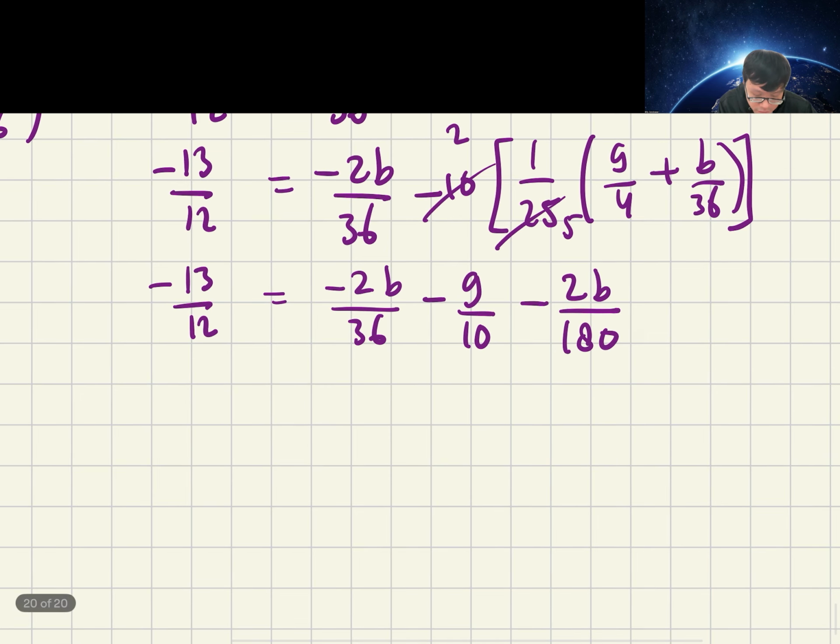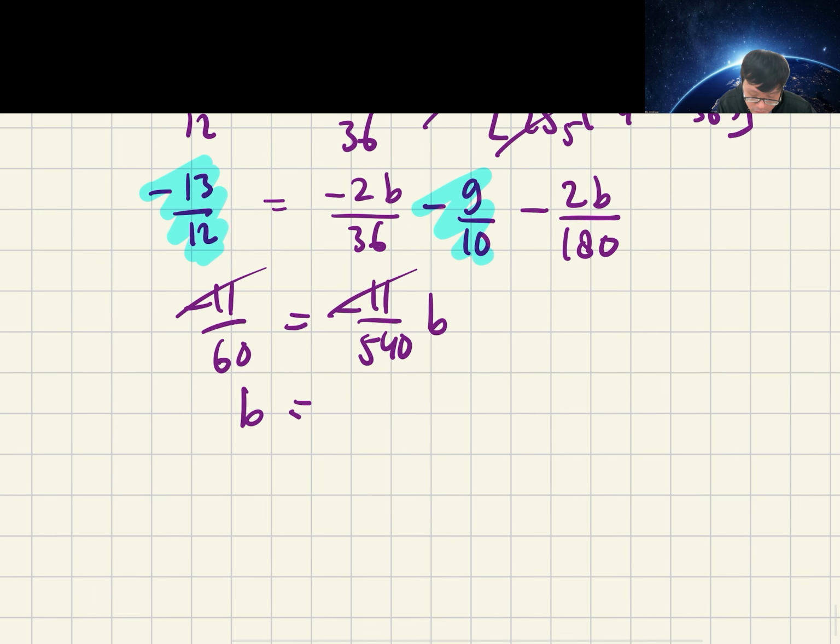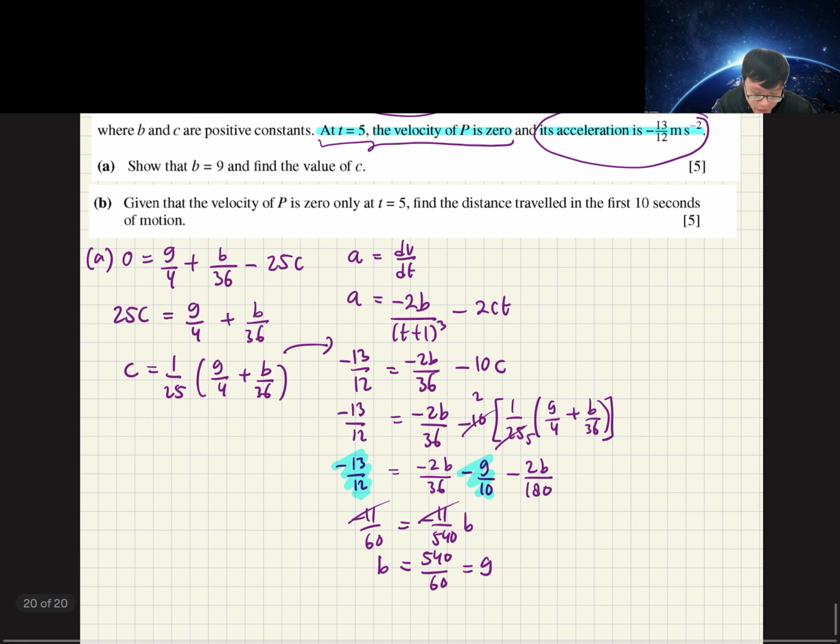Okay, we solve this using calculator. This plus this, you will get minus 11 over 60. And we can simplify this with this because both have b. You will get minus 11 over 540b. Minus 11 cross out, so b is just 540 divided by 60, which equals 9. So it's shown.